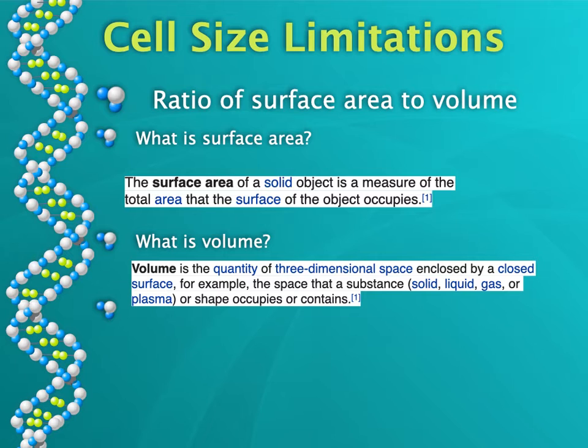Surface area is the area of a solid object as a measure of the total area of the surface that object occupies. It's the covering, like your skin is your surface area. What is volume? Volume is the quantity of three-dimensional space enclosed by a closed surface. For example, the space that any substance, be it solid, liquid, gas, or plasma, or shape, occupies or contains. Volume, that's everything on your insides.